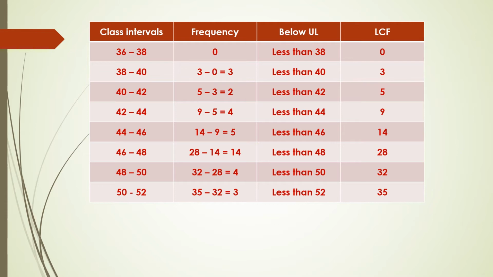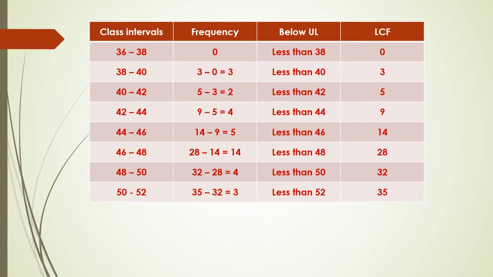So copy 0 here. Now, to find the frequency of the second class interval, the cumulative frequency is 3. This is the data related to less than 40. Less than 40 is 3 students. Less than 38 is 0 students. Therefore, for 38 to 40, we will have 3 minus 0, 3 students.